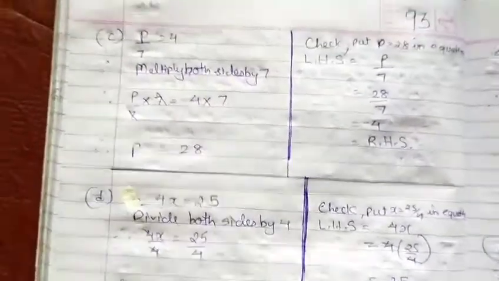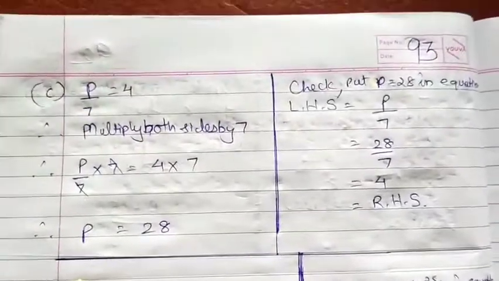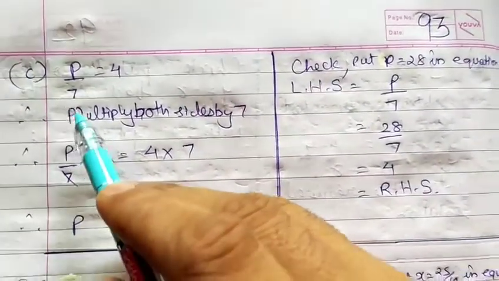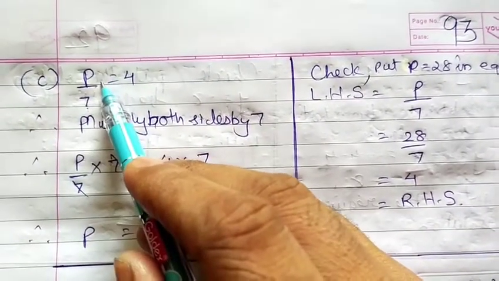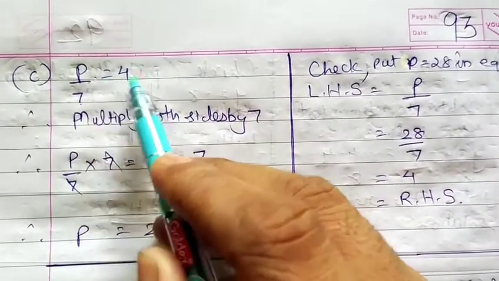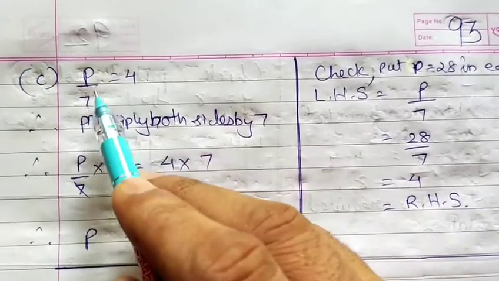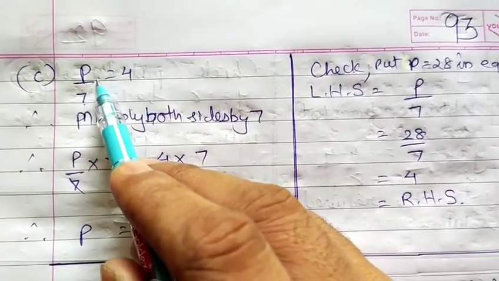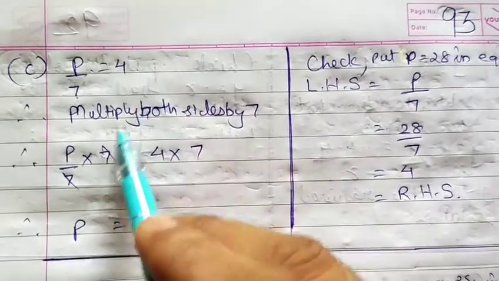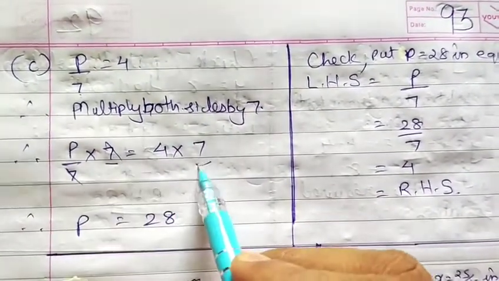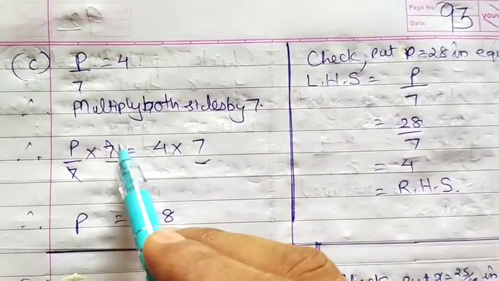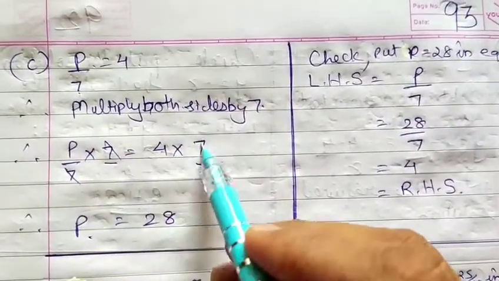Now here P by 7. Here also the number is in division form. So obviously I have to multiply the same value over here. Whatever value I am taking toward my left hand side, same value you have to take toward your right hand side. So how to eliminate this 7? I have to multiply 7 to both the side. Multiply both sides by 7. Then only 7 and 7 will get cancelled. So here value of P equals to 4 7s are 28.